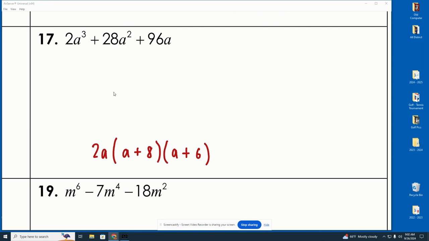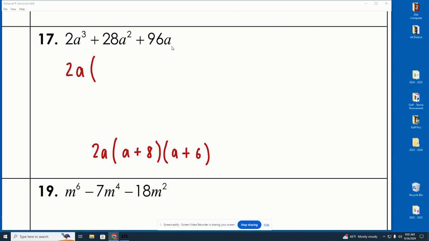You want me to do it? Okay, so here we go. Number 17. 1, 2, 3 terms. We've only factored those in what ways? Guys? In what ways have we factored 3 terms? Either 2 binomials or greatest common factor, which is where we need to start, right? So can I pull something out of 2, 28, and 96? Well, I definitely can pull out a 2. But we also have a cubed, a squared, and an a. So we can pull out 2a.